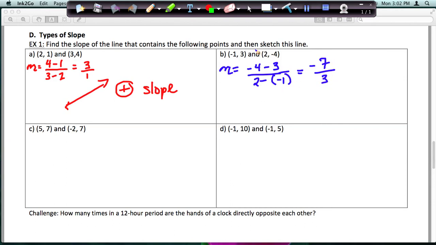It says sketch the line. I'm actually not drawing the points and sketching it. I'm just doing a rough graph for you of what this looks like. A negative 7/3, all that means is our slope is going down. So this is a negative slope. So this would be an off-ramp, for example, would have to go down at a certain slope, or the pitch of a roof that's going down.